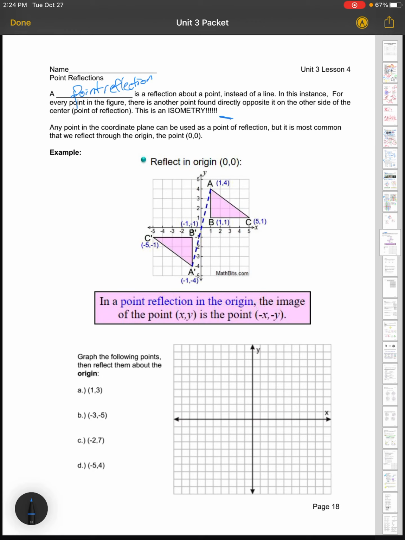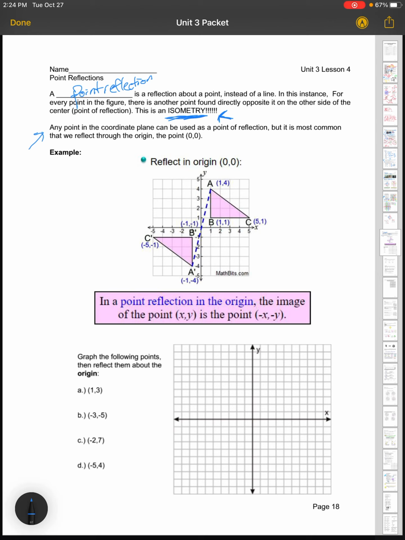And again, this is an isometry, that key definition we keep talking about. That means no matter what happens to this shape as far as rotated, reflected, translated, the shape is still the same size, all the points are in the same spots, nothing changes about that. So it's an isometry. Any point in the coordinate plane can be used as a point of reflection, but it is most common that we reflect through the origin. The origin, again, is the point 0, 0.